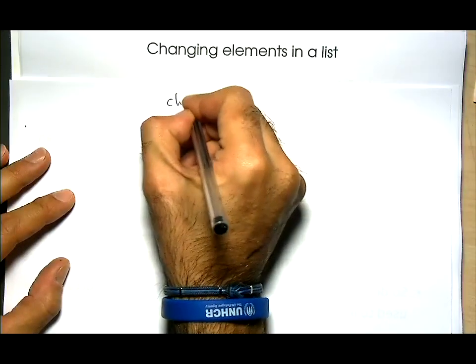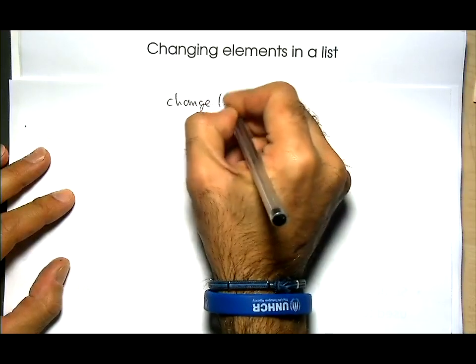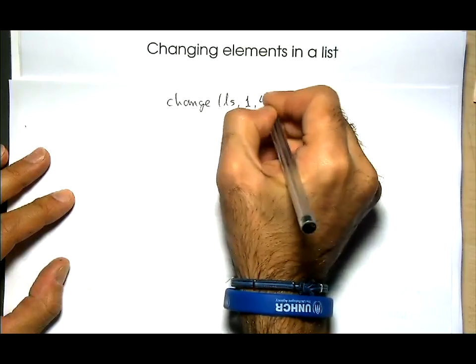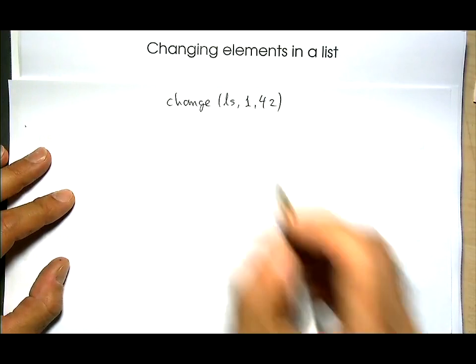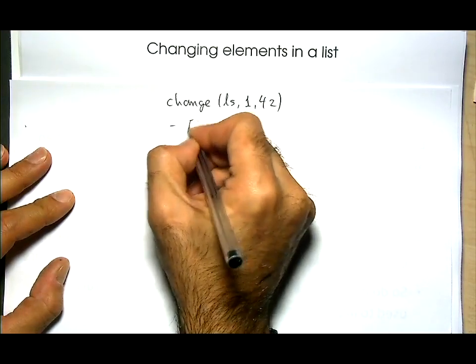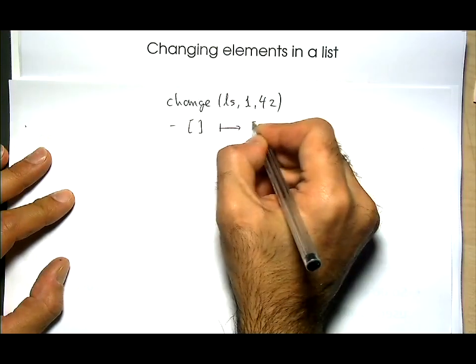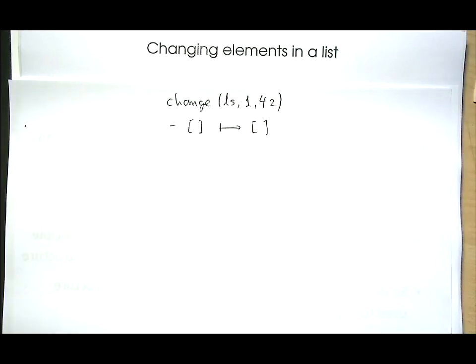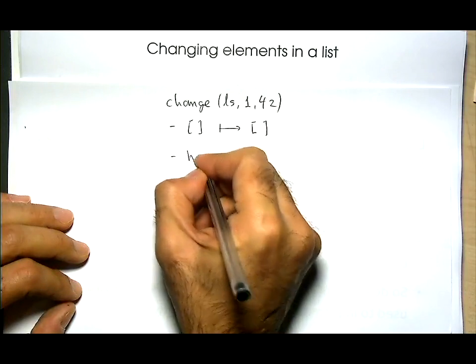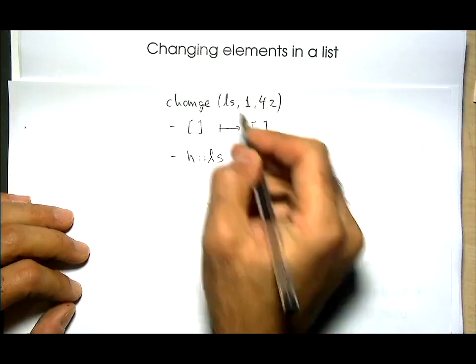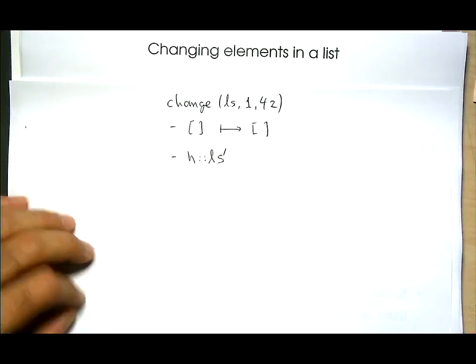So I wanted to change ls, and I want to change what? Every 1 into 42. So if ls is the empty list, then there's nothing to change, I'm done. If not, it's going to be some h followed by ls prime. Now I use the same ls, let's write ls prime actually.